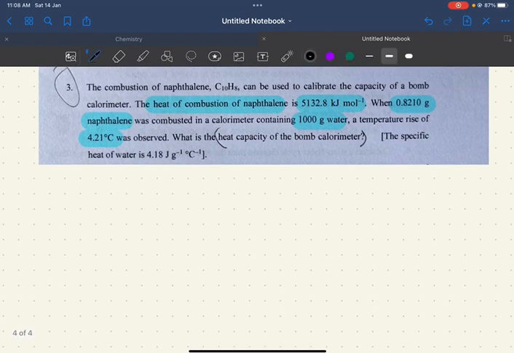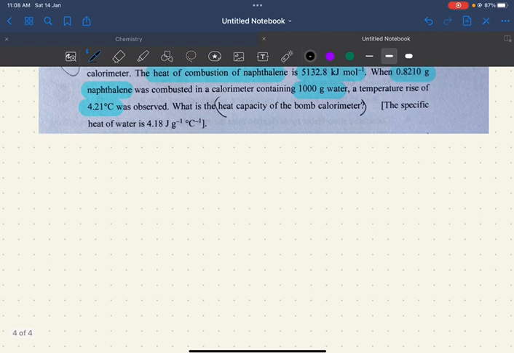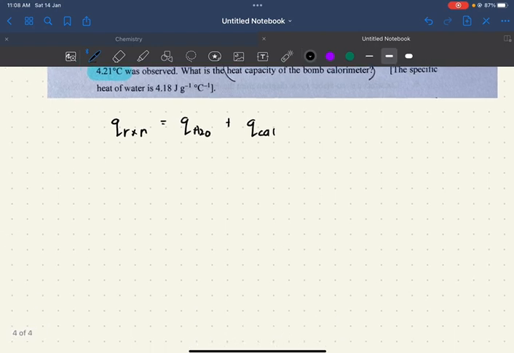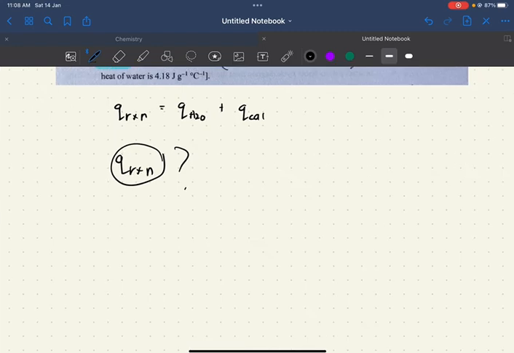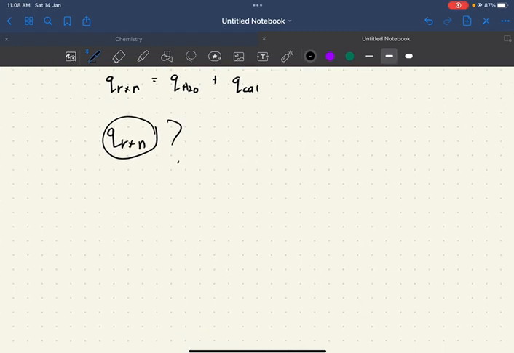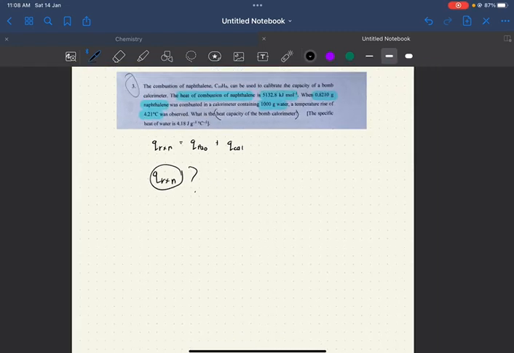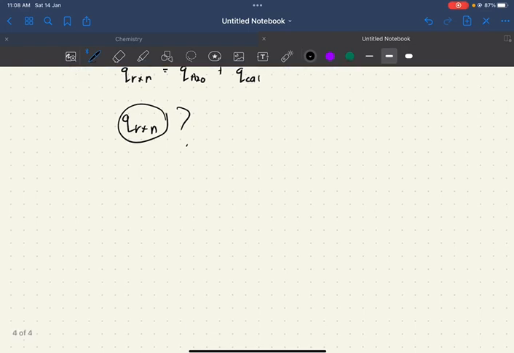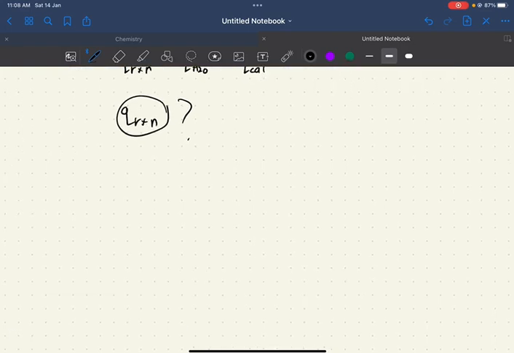To solve this question, we can use the equation Q reaction equals Q H2O plus Q calorimeter. But first, we need to know the Q reaction. To know the Q reaction, we can get it from the number of moles of naphthalene. But first, we need to write the chemical equation.